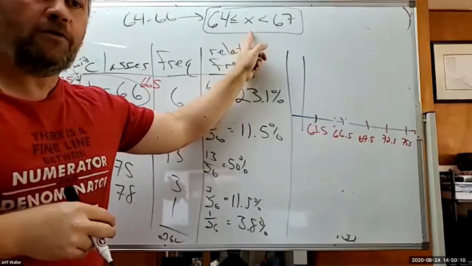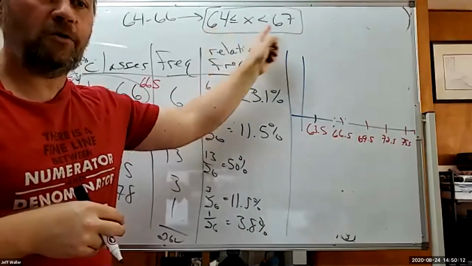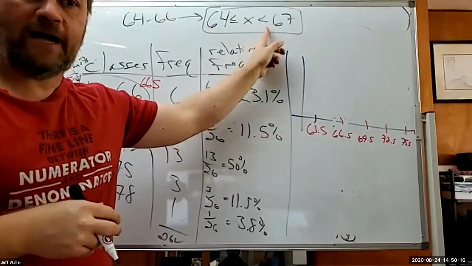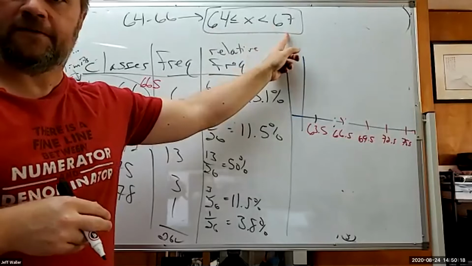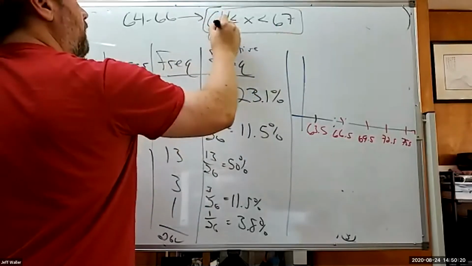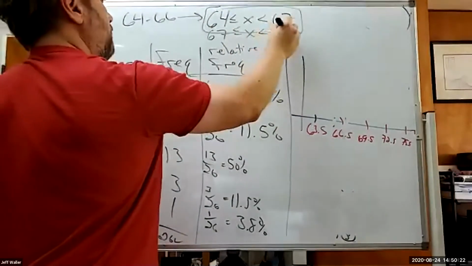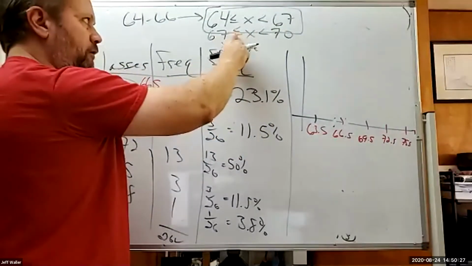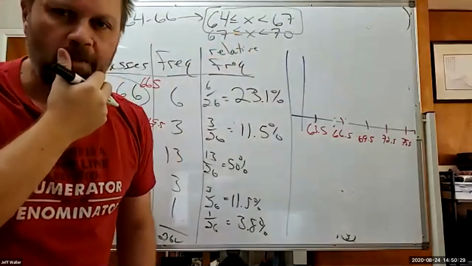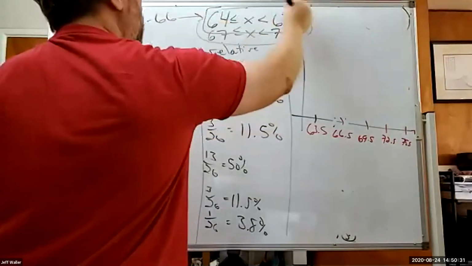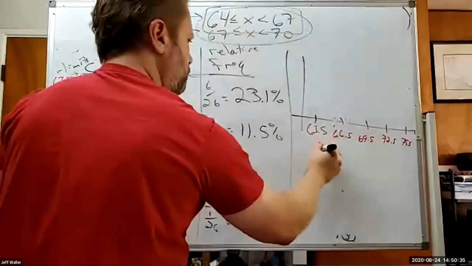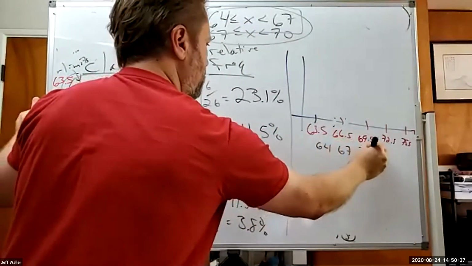What values go in here? Would 67 go in here? No. Because 67 is not less than 67. So the next class would be 67 up to 70. So 67 does go in here because it's allowed to equal 67. So if you set your classes up like that, then these would just be 64, 67, 70.